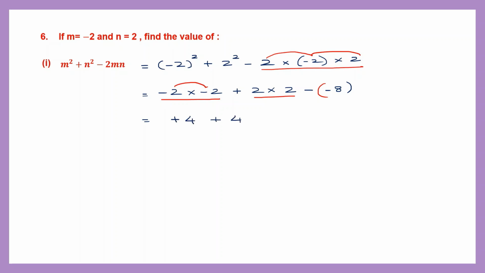Now we're going to remove the brackets. Before minus 8 there is a minus sign. That means minus 8 will now become plus 8. So let's add up all these. So we have 4 plus 4 is 8. 8 plus 8 is 16. So the answer to our question here is 16.